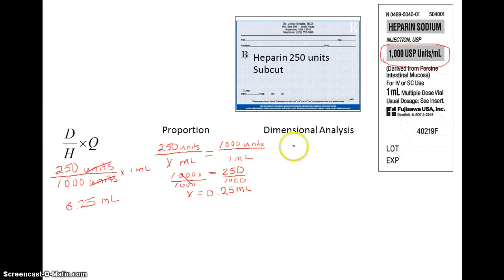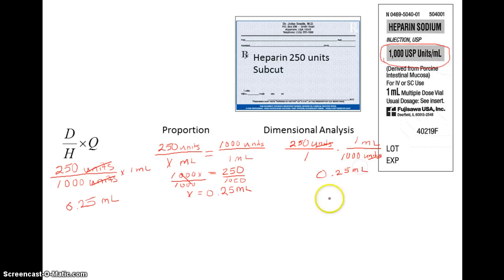My final strategy is the dimensional analysis strategy. Again, starting with what the doctor ordered, always the first part, so 250 units. Putting it over 1 as a placeholder. I want units to cancel, so I'll put the 1,000 units in the denominator, and I'll put the 1 milliliter on the numerator. Units then cancels because it's opposite parts of the fraction, so I'll take 250 times 1, divide by 1,000, and once again I get 0.25 milliliters.